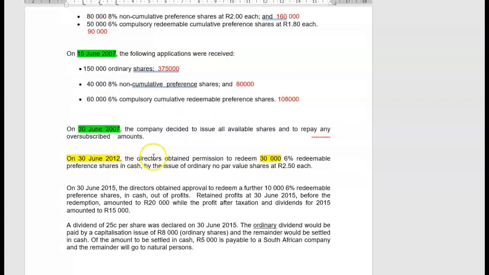And how are we going to redeem? It means we're going to pay back the capital. And what are we going to use in order to pay back the capital? We're going to issue ordinary no par value shares. So if you want to work out the number of ordinary shares that we're going to issue, we're going to redeem 30,000 of the 50,000 shares. Our share capital account has a balance of 90,000 Rand. And that equals a capital value of the redemption of 54,000 Rand.